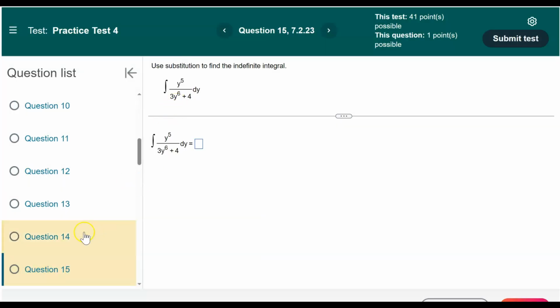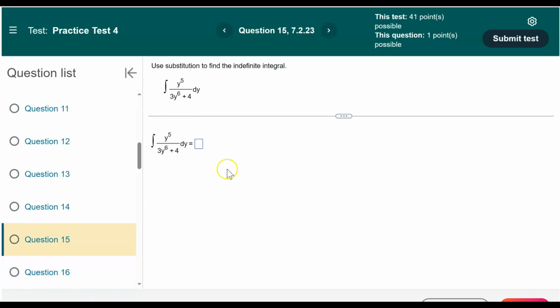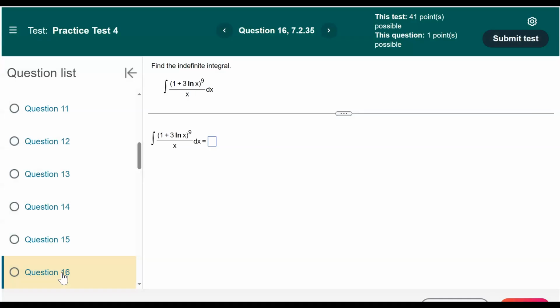Now, number 15, you have here a fraction. If you have a fraction, you would use the denominator as your u. So your u will be 3y to the 6 plus 4. Then you find your du, the derivative for that, and then you integrate by u substitution. Your goal here is to reduce it into the form 1 over u du, and the integral for that is ln. I will not do that as well. I'll leave that as your exercise. Next, I'll do number 16.